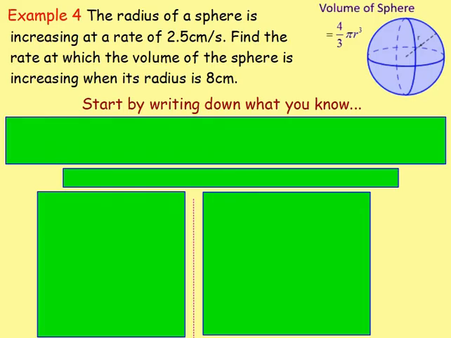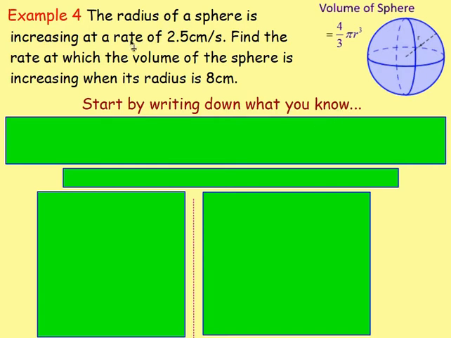Example 4, the radius of a sphere is increasing at a rate of 2.5 centimetres per second. Find the rate at which the volume of the sphere is increasing when its radius is 8 centimetres. Are you ready? Let's go! So we write down everything that we know. So what do we know?